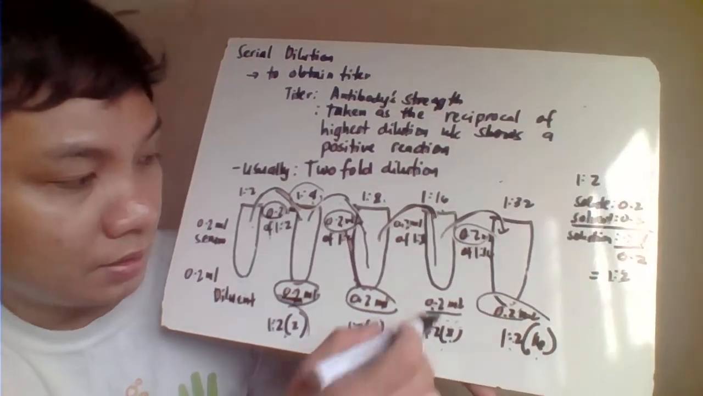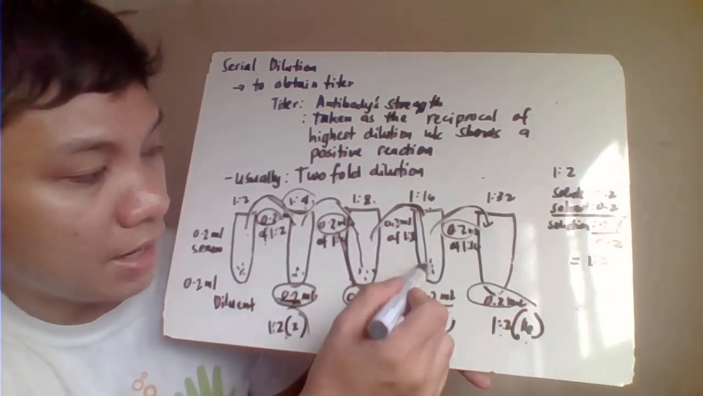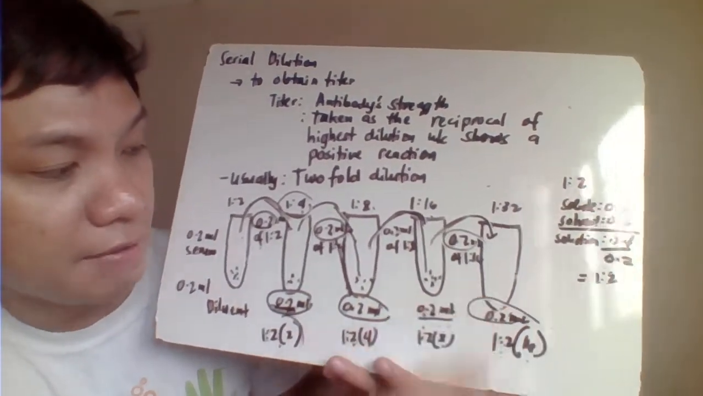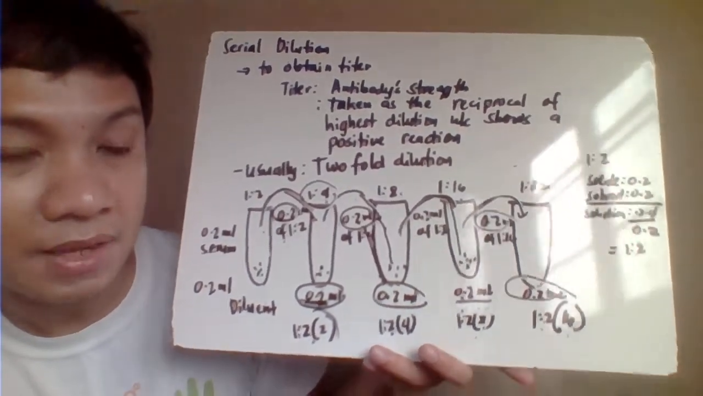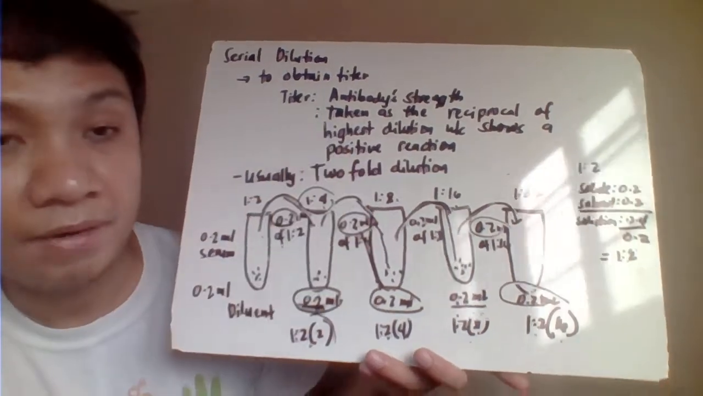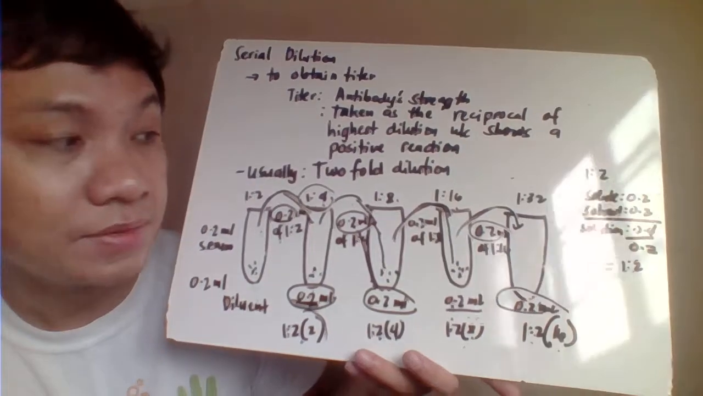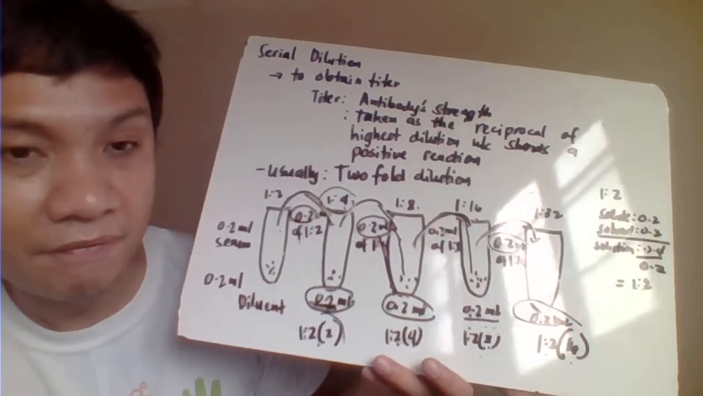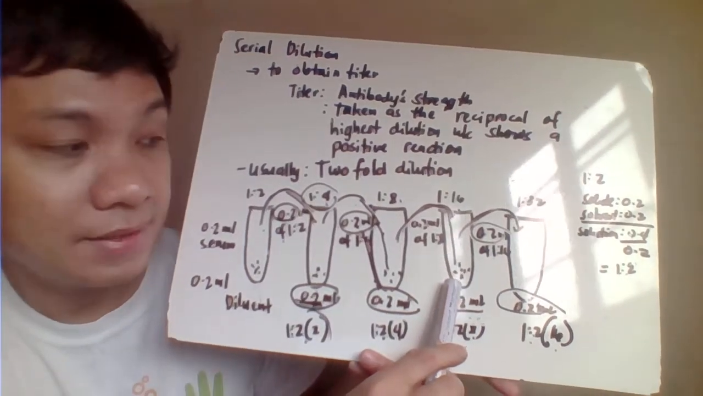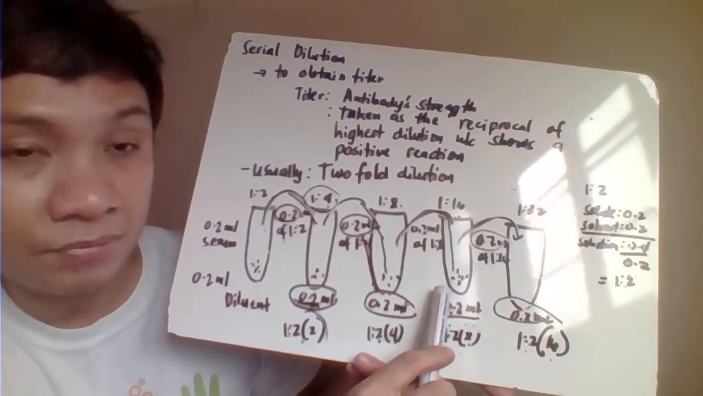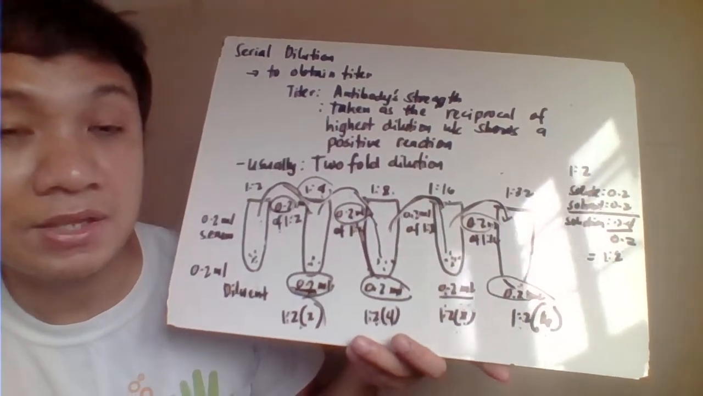Okay, now how are you going to identify the titer of your antibody? For example, kung nagkaroon dito ng positive reaction, positive, positive, positive, dito ay negative. Again, our titer of your antibody is taken as the reciprocal of your highest dilution which shows a positive reaction. So this is your highest dilution, 1:16, that shows positive reaction. The reciprocal of this is 16, di ba? So 16 ang titer ng antibody natin.